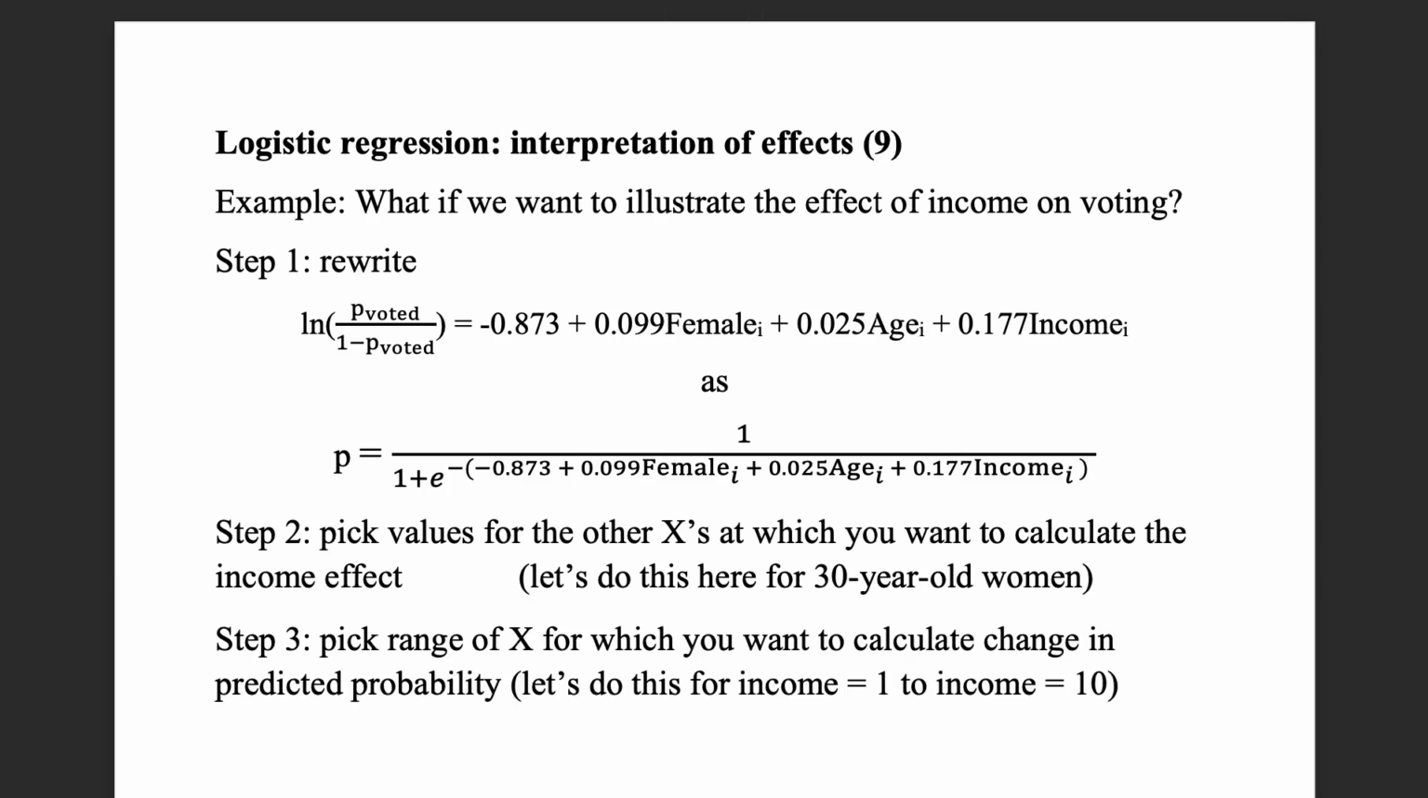The second thing I need to consider is for which range of income I want to show the change in predicted probability. The income variable that we're using is household deciles. It runs from 1 to 10. So let's pick the lowest value and the highest value as the range over which we want to show the change in predicted probability. In other words, I want to show how the predicted probability of voting for 30-year-old women changes if we go from income 1 to income 10. So by how much does it increase? Okay, so that's step 3.